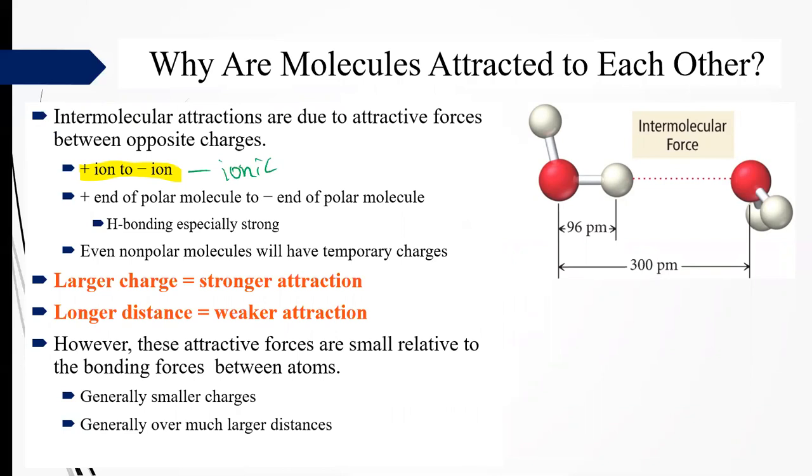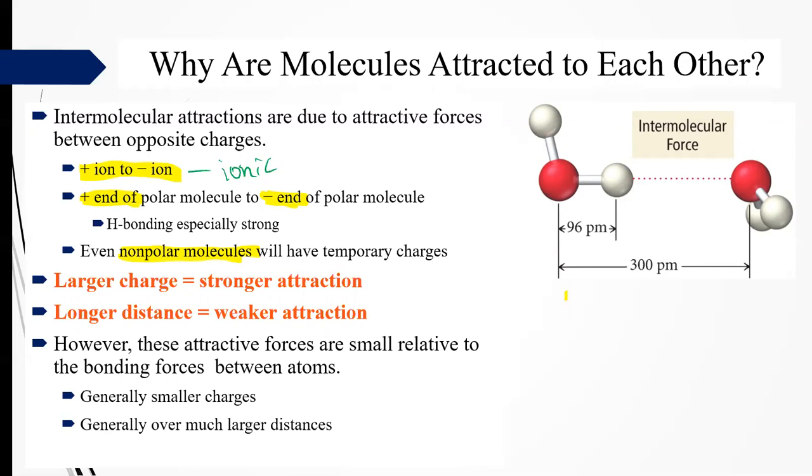Now, when things are polar, it means that they form a partial positive side and a partial negative side. So they're similar to the ion, but now they have just a slightly positive end and a slightly negative end. And so that's going to be one way that we have those attractions. The last one is going to be how our nonpolar molecules stick together, and we'll talk about that in a little bit. And the stronger these attractions, the more those molecules will hold on to each other.